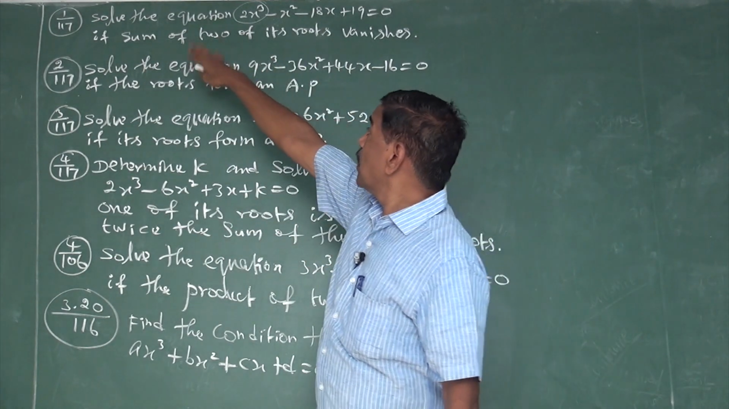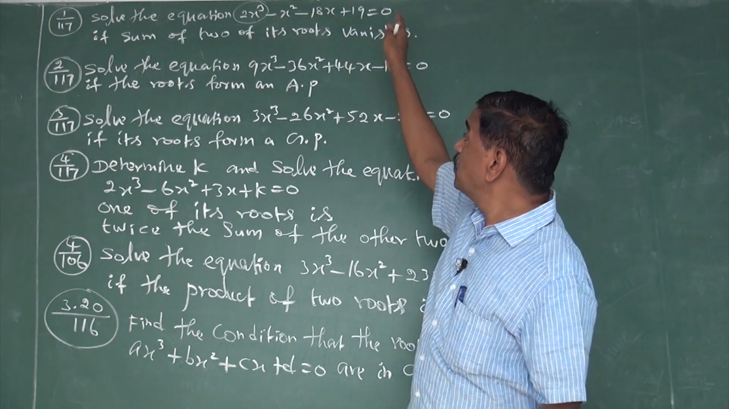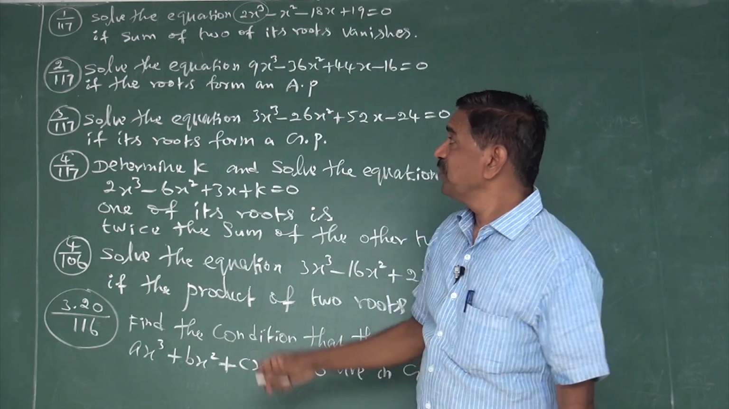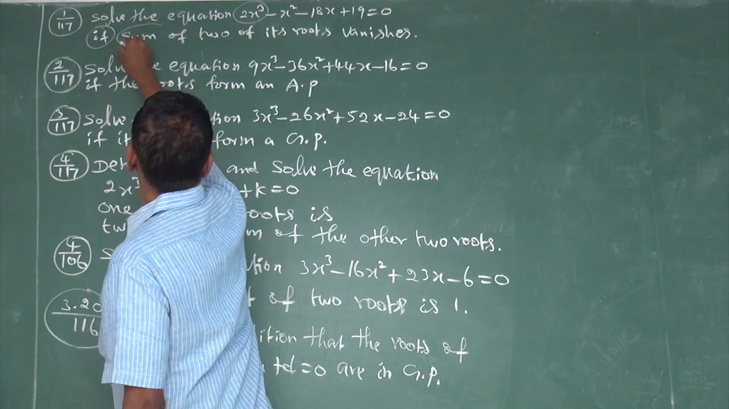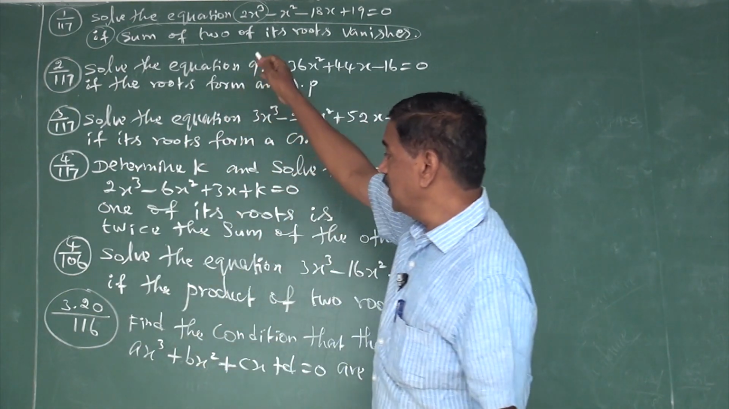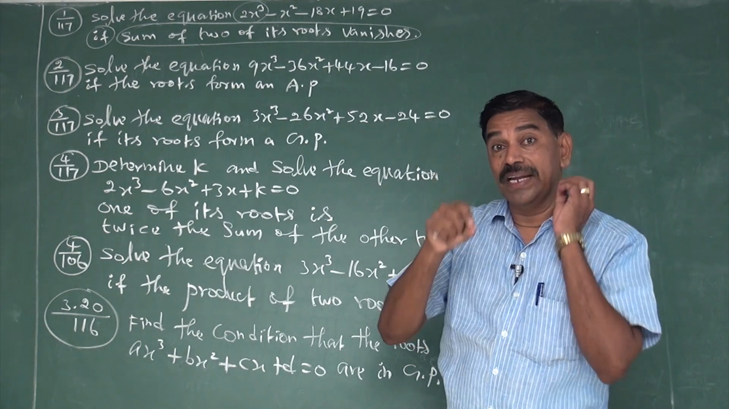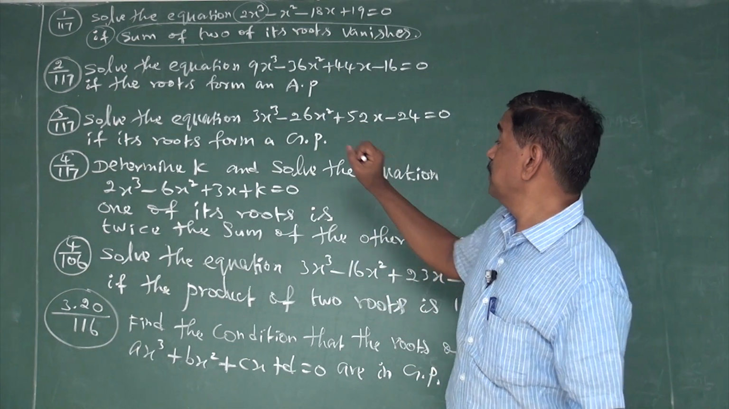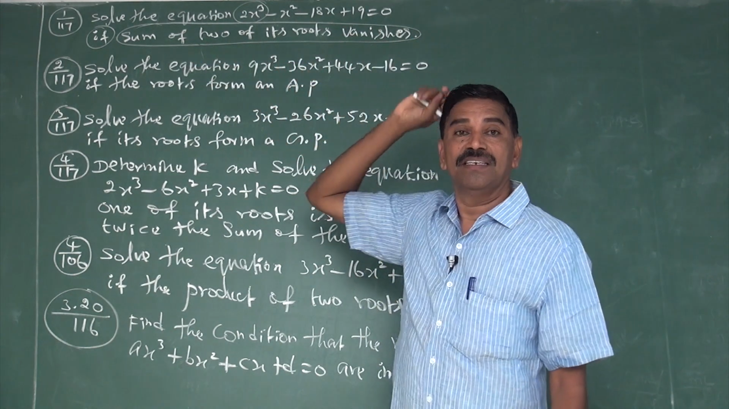First question, solve the cubic equation if the sum of 2 of its roots vanishes. So that is a keyword. Here, "if" is a condition: if the sum of 2 of its roots vanishes. See, all the 5 questions are cubic equations and today's topic is conditional cubic equations. First question, if the sum of 2 of its roots vanishes.